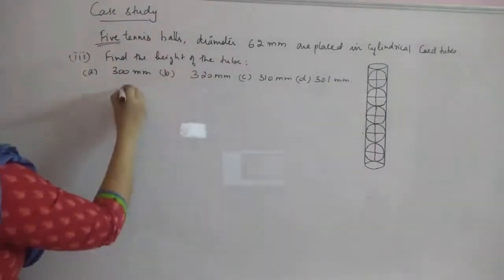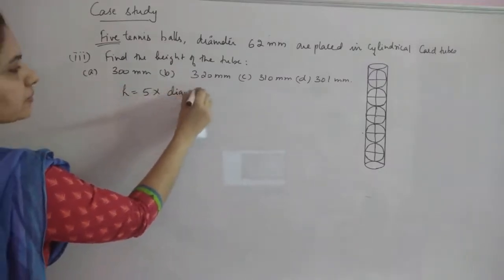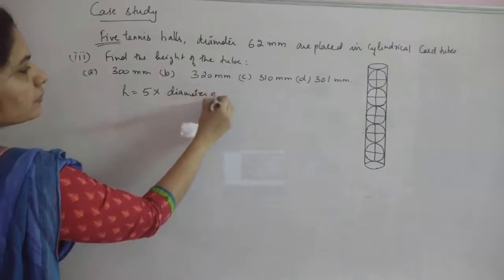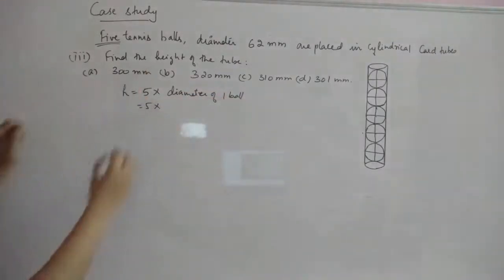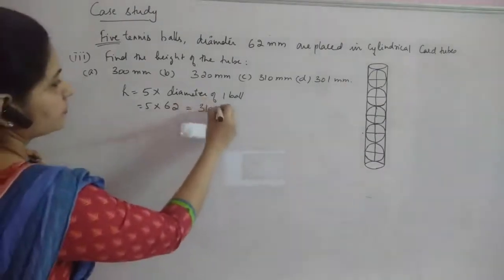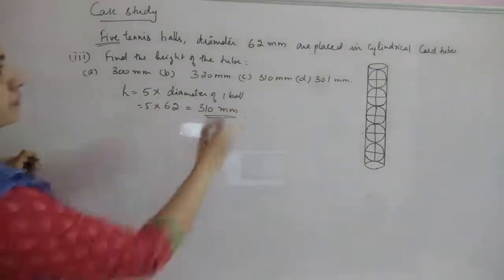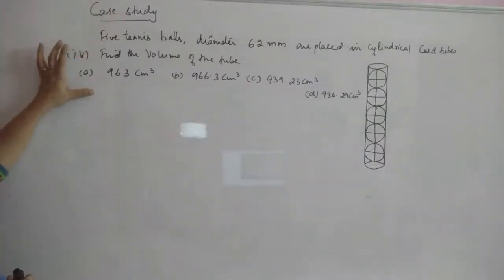Height of the tube: you can use the concept that h is equal to 5 into the diameter of one ball, right? It is 5 into the diameter. How much are you getting? 310. Okay, 310 mm is the answer. Option C.